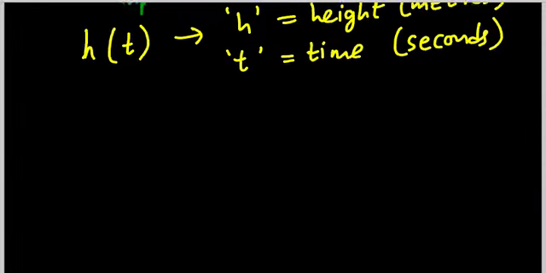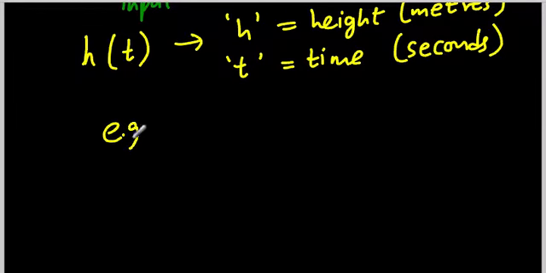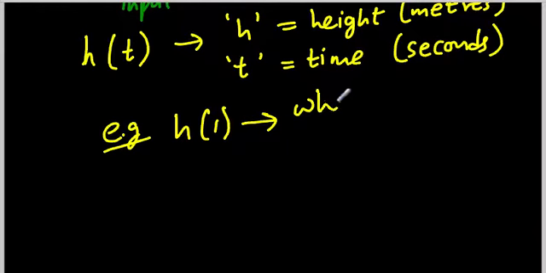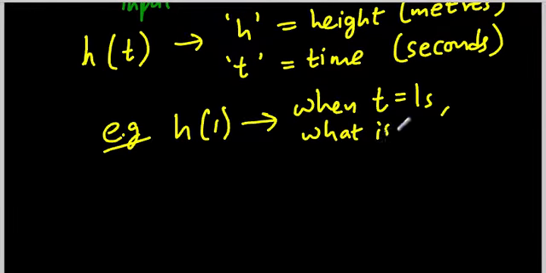So here's a couple of examples. Let's say I say h of 1. Well, what that means is when the time is 1, so in other words, when the input is 1, so when t equals 1, so at 1 second, what is the height? Right? So this is a very practical way of figuring out height and time of these two variables. So when the time is 1, h of 1 gives us the height at a time of 1.